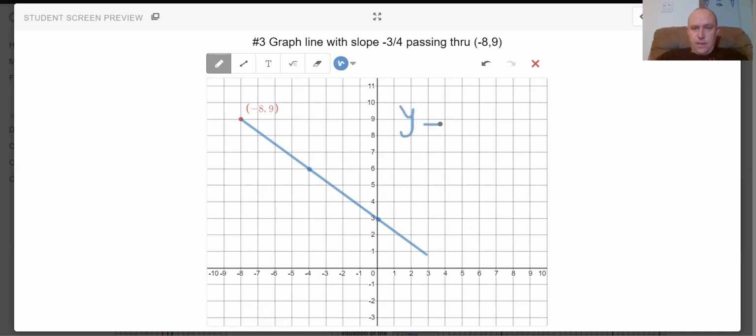Y equals negative 3 quarters x. I'm going to keep the same slope. And I want the y-intercept to be 3. So I'm going to put plus 3.